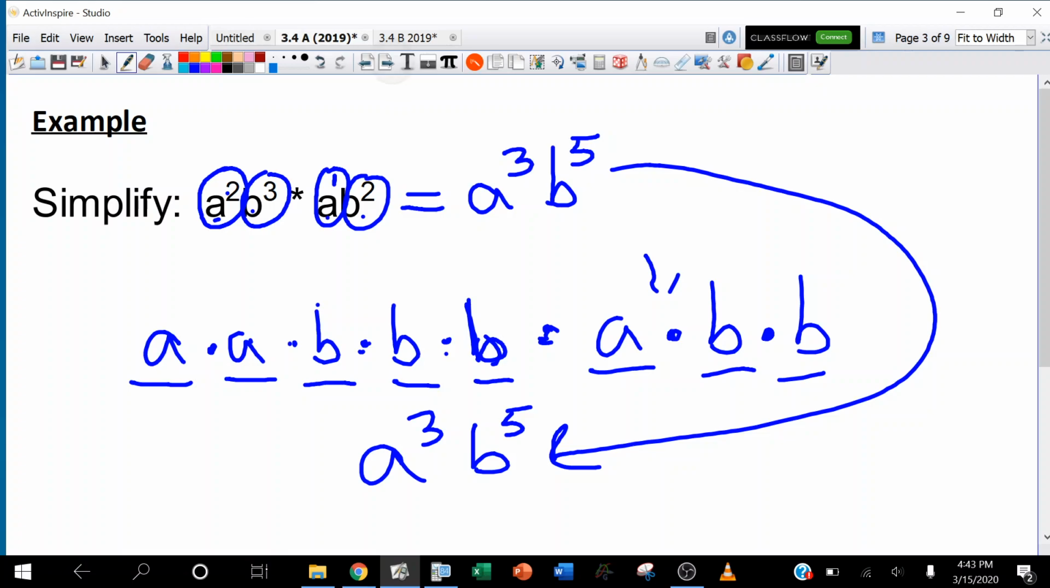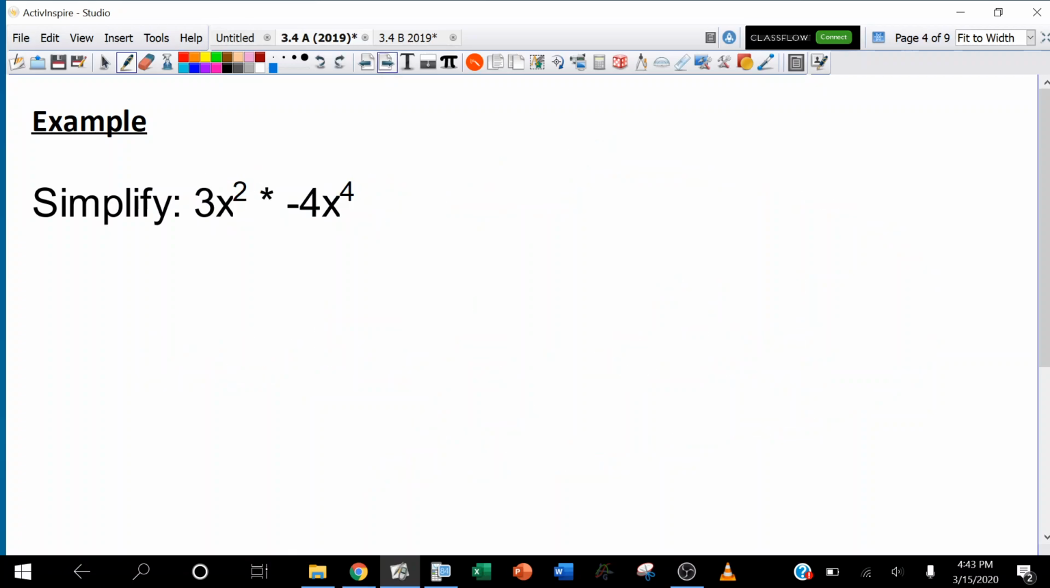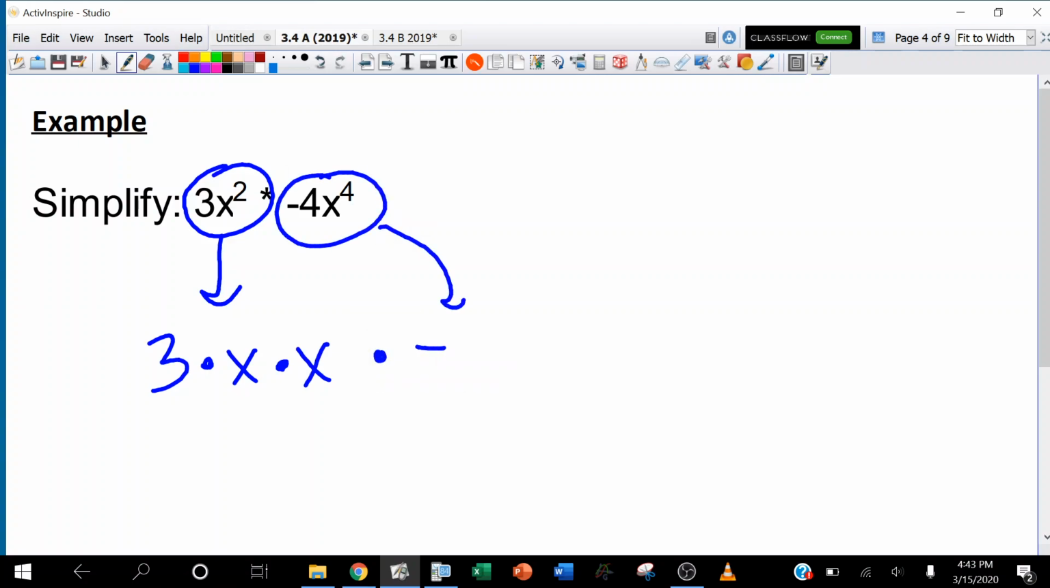Some other things that we look at with this is, well, what if we put numbers in front of the terms? These numbers that are here, this 3 and this -4, are referred to as coefficients. So first, just going over how to work it out. If you take 3x squared, 3x squared means 3 times x times x. And then I have the times in the middle. And then -4x to the 4th would be -4 times x times x times x times x. So I have that there.